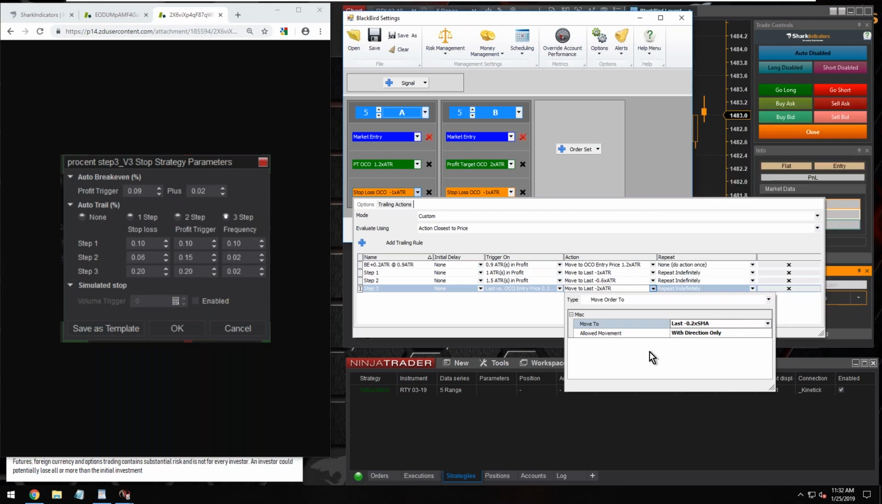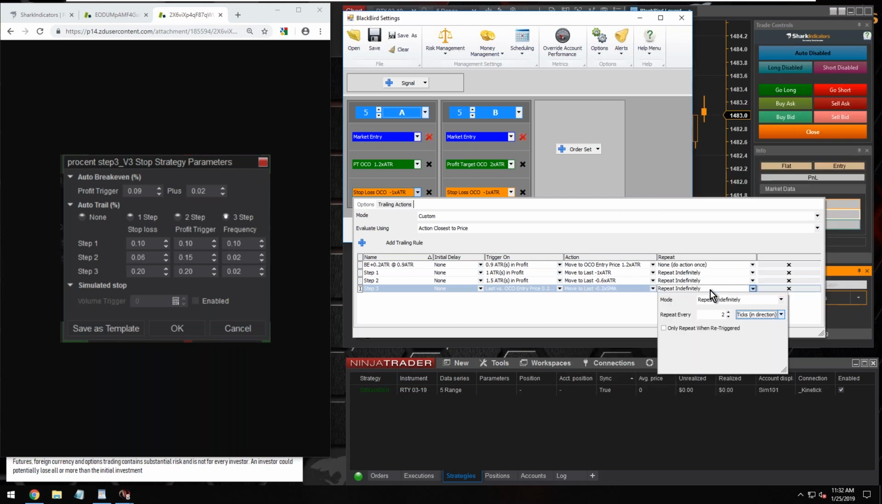And again, there is no workaround for the repeat frequency here. You could think of the repeat every as literally what a frequency is. So that's what we're doing, repeating every 2 ticks or so.